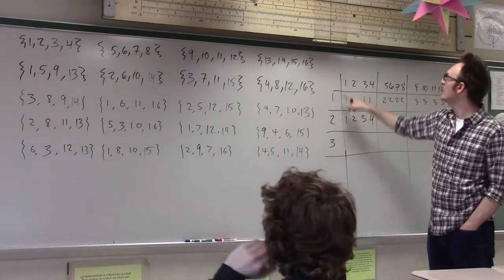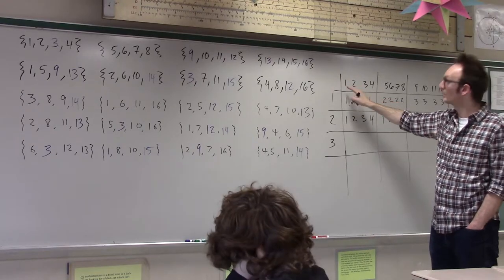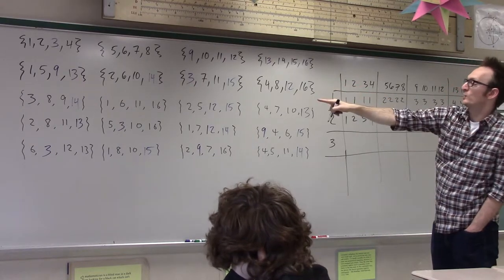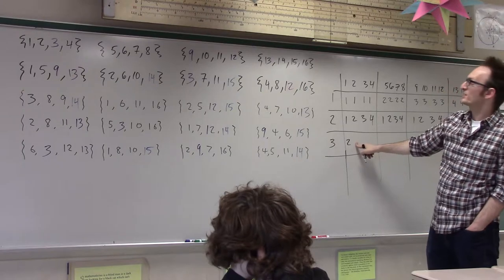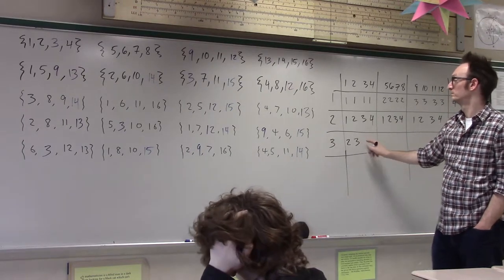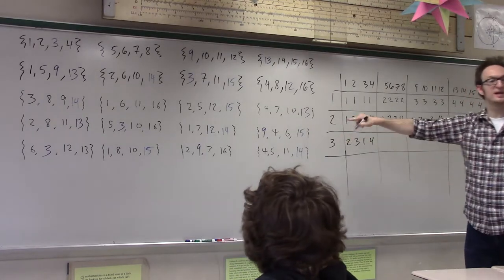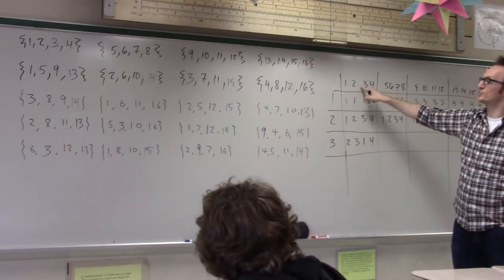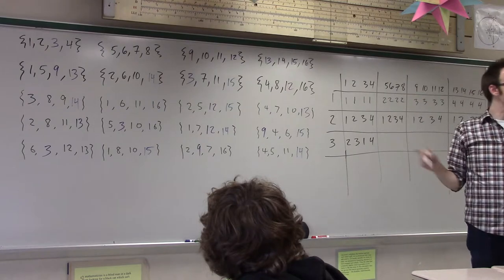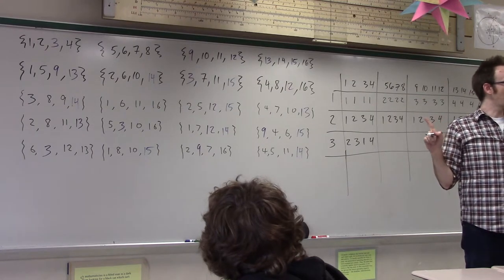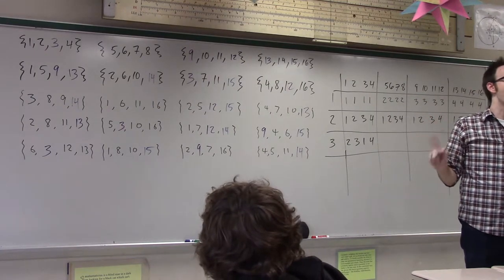In row three, in what block does the one appear? Two. Now I have to look and stuff. Yeah, block two. Three. One. Four. And each of these numbers is going to appear in precisely one of the four blocks. Why?